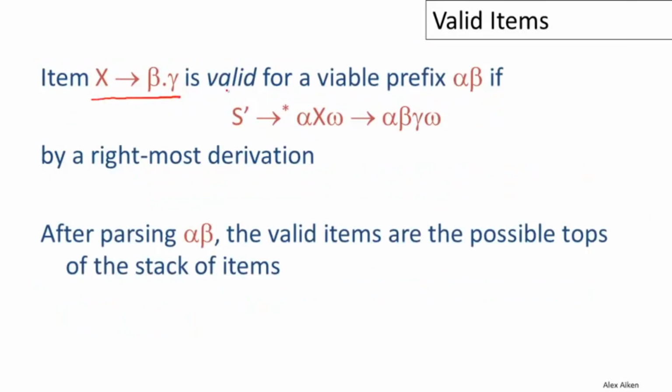We'll say that a given item is valid for a viable prefix alpha beta if the following is true. Beginning from the start symbol, this is our extra start symbol, by a series of rightmost derivation steps, we can get to a configuration alpha x omega, and then in one step, x can go to beta gamma. And what this says is that after seeing alpha and beta on the stack, the valid items are the possible tops of the stack of items, that this item could be the termination state of the non-deterministic automaton.